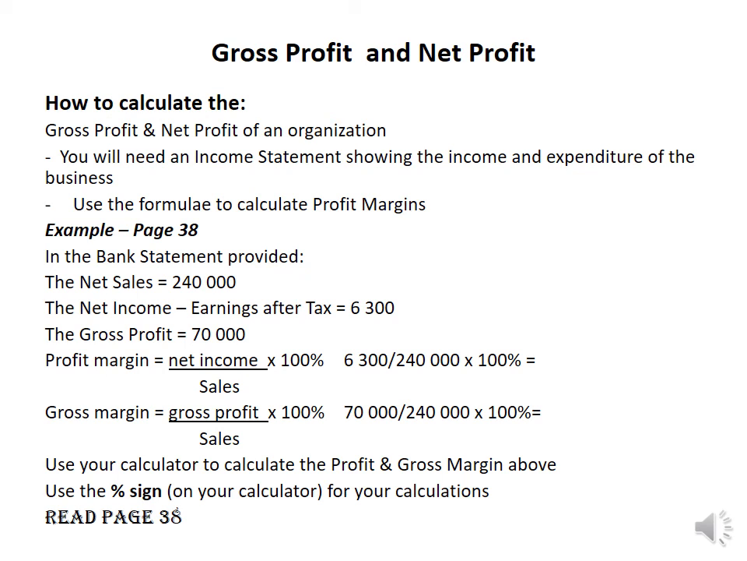Use your calculator to calculate the profit margin and gross margin above. I have already put the formula for you and also put the amounts for you so that you can see. Use the percentage sign on your calculator for your calculations. For this example, you must read page 38 so that you can understand what the gross profit and the net profit are and how these two are calculated, whenever you want to see the total amount of the profit margin and also of the gross margin.